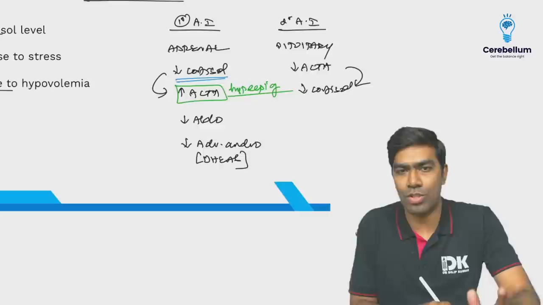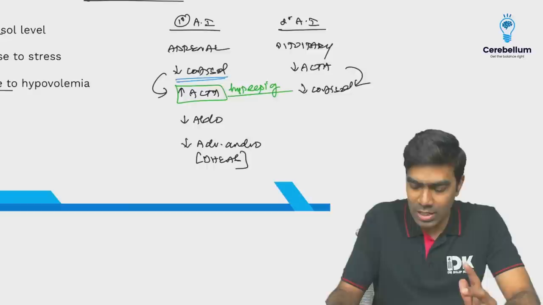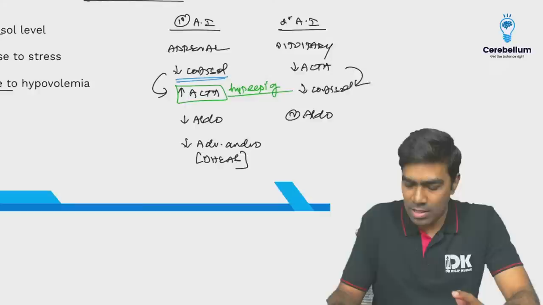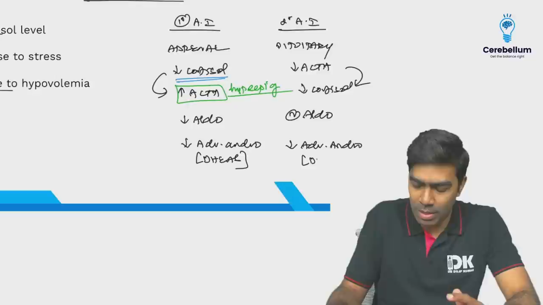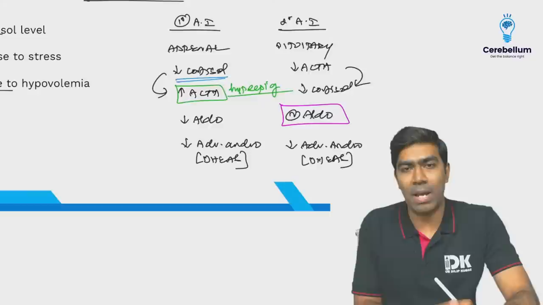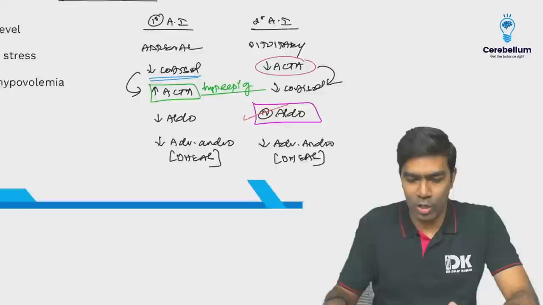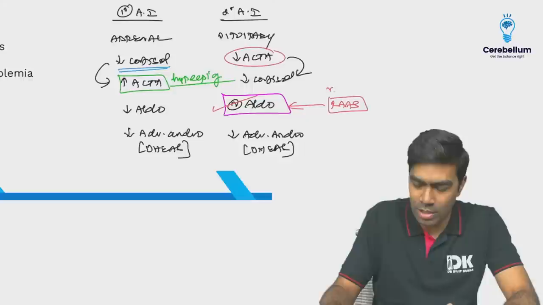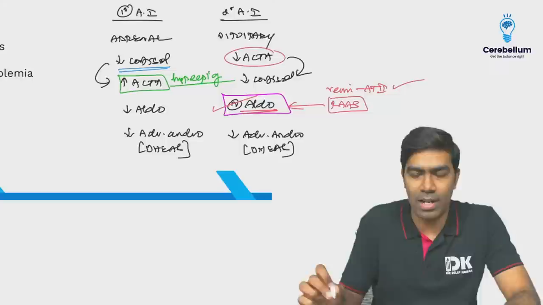What about secondary adrenal insufficiency? The aldosterone levels will be normal, and your adrenal androgen levels will be low though. Your DHEAS levels will be low, but aldosterone levels will be normal. This is a very, very important and crucial difference between primary and secondary adrenal insufficiency, because ACTH deficiency will not affect aldosterone, because aldosterone is regulated by the RAS system, renin and angiotensin II. Renin and angiotensin II system is the one that regulates the aldosterone in the adrenal. It's not the ACTH. ACTH loss will not result in loss of aldosterone.